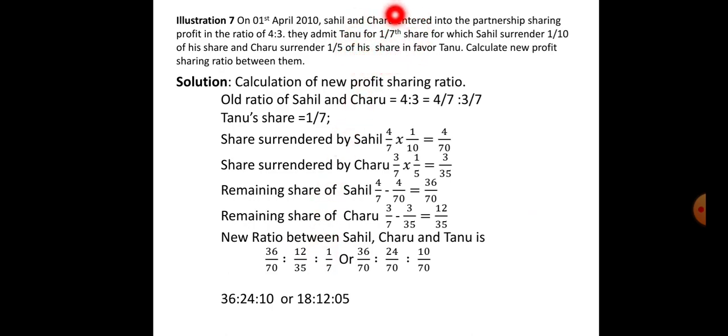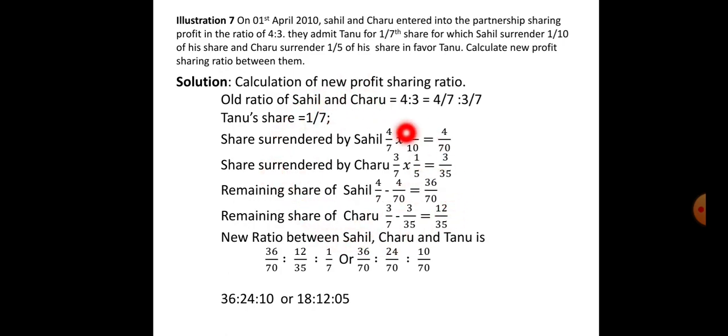Because Tanu is being admitted for 1/7 share, so her share is 1/7. So to make the denominator equal, we find that 36/70, 24/70 and 10/70. Their new ratio would be 36:24:10 and reducing it to the lowest term, we find that 18:12:5 would be the new ratio among all the partners. So in this way we can say that calculation of the new profit sharing ratio is being completed.